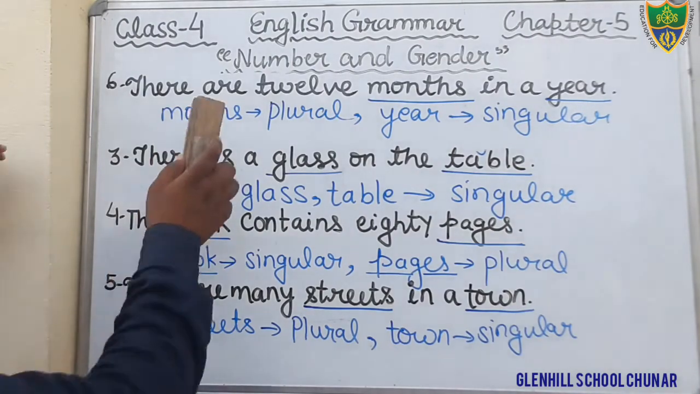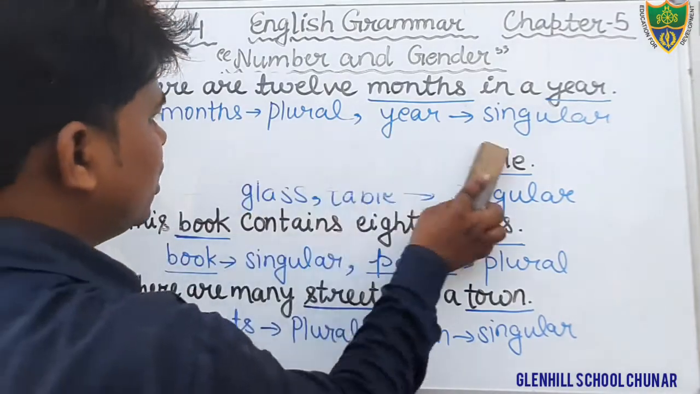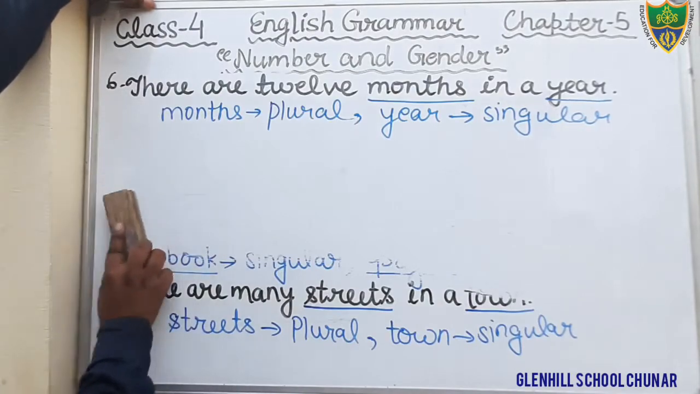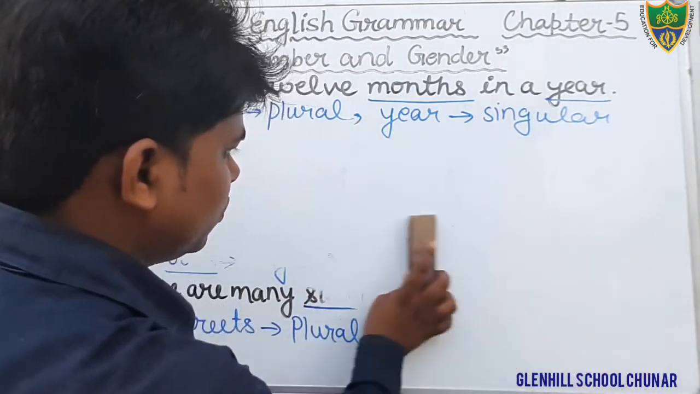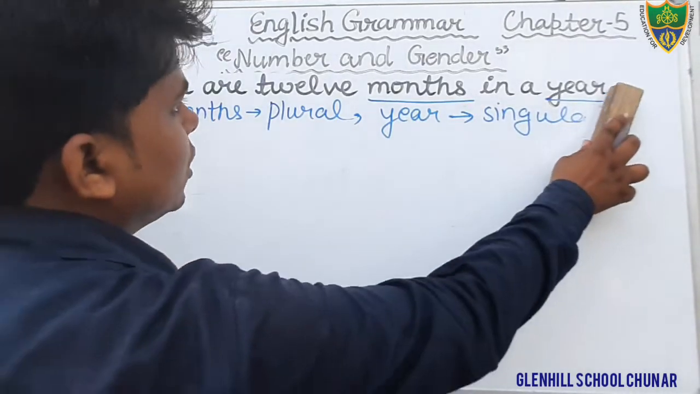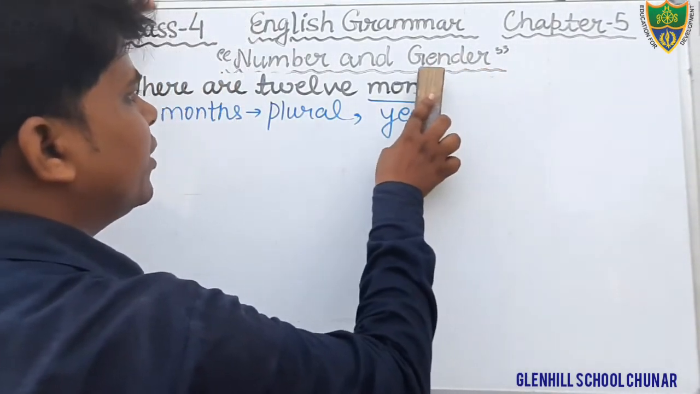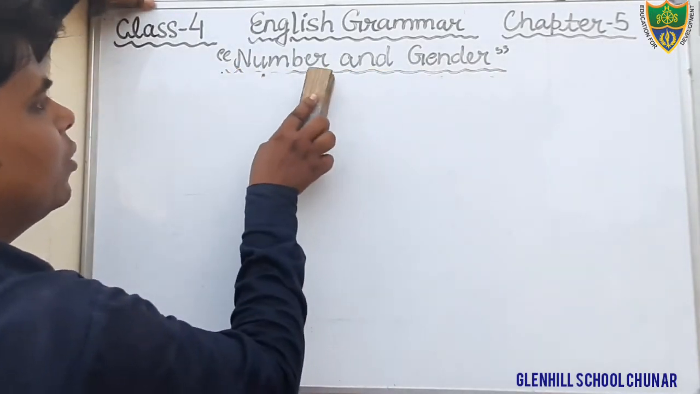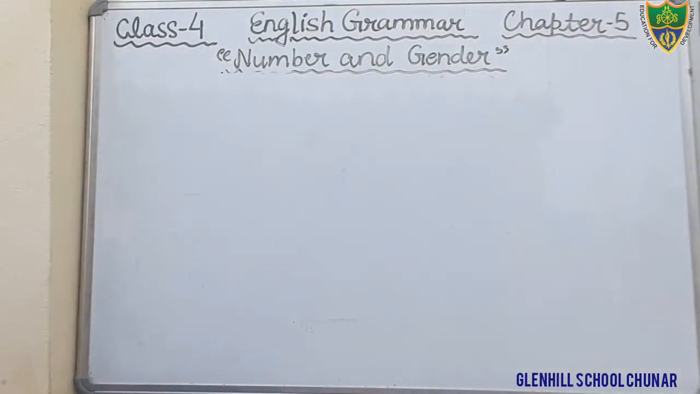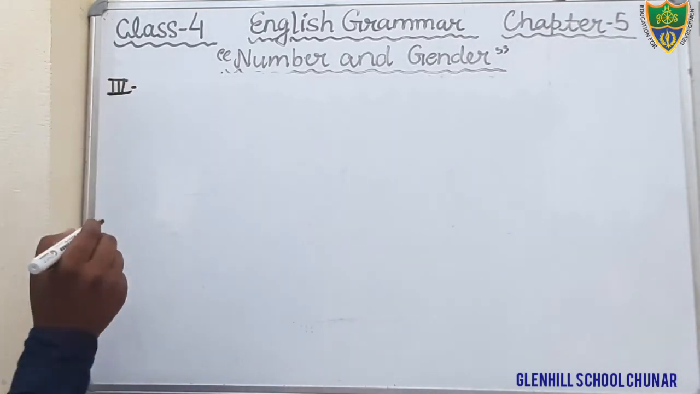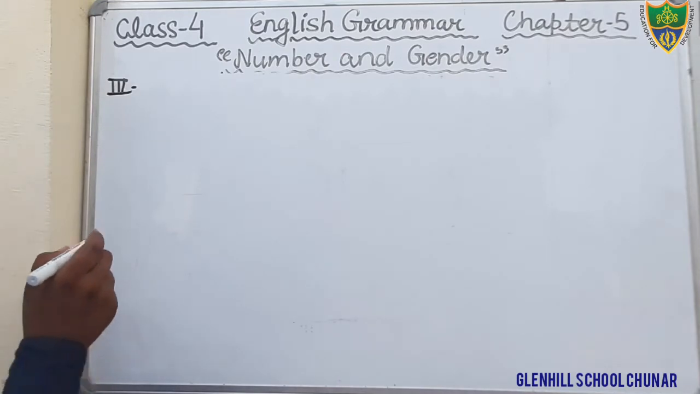I hope that you all have done it. Therefore I am going to erase it. Okay students, if you have any kind of problem you can ask. That is a very simple chapter, and you have to learn most things: singular, plural and genders. Now we will see exercise number 3. You have to fill in the blank.